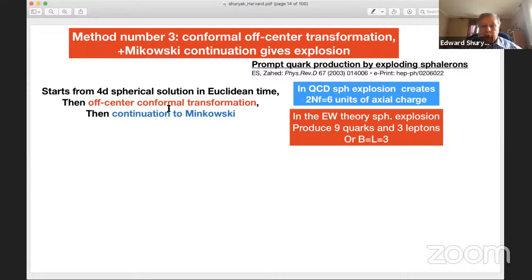Because during this process we change the Chern-Simons number, the resulting sphaleron explosion results in certain changes in the fermionic sector. We have up, down, and strange quarks in QCD, and anti-quarks, and they have particular polarization in this process. They are created, so we have created 6 units of axial charge. What exactly that means and how to see it is a separate discussion. In electroweak theory, where we also have instanton sphalerons, the explosion of a sphaleron produces 12 fermions, 9 quarks and 3 leptons. So it really violates baryon number and lepton number.